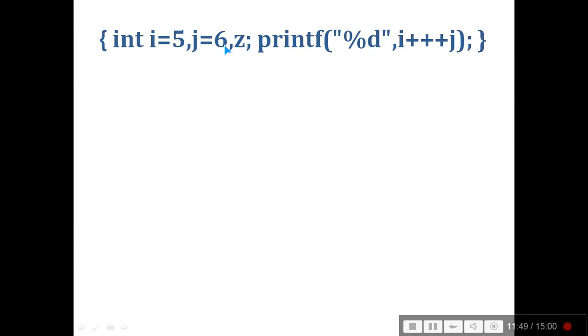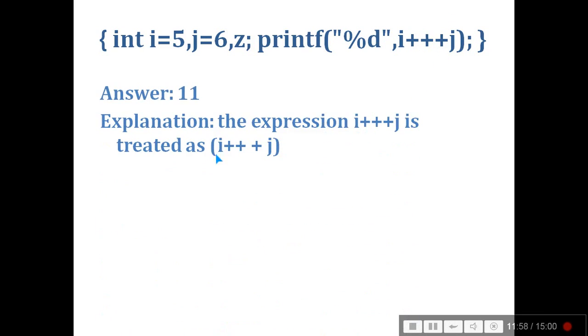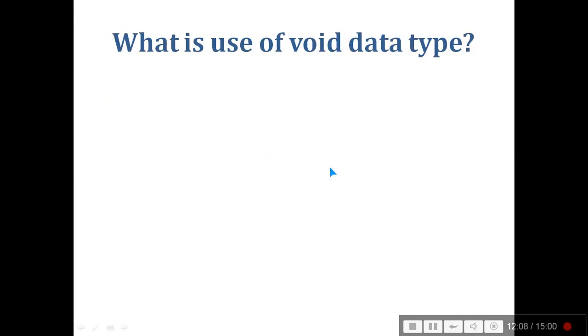Once again, i is 5, j is 6, we have to print i+++j. So the basic question is, how will this be interpreted? This will be interpreted as i++ and + j. Then you can answer it very well. i++ means 5, and this becomes 6. No worry, 5 plus 6 is 11.